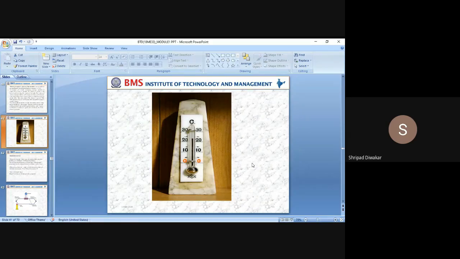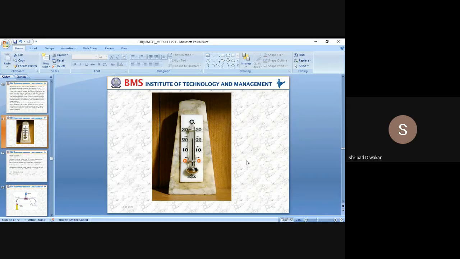Sometimes they may ask the definition of thermometric properties. You have to explain like this: the temperature cannot be measured directly. Whatever the change in temperature, it causes a thermometric property to vary, and this effect is used as a measure of temperature. In any system, we are not going to measure the temperature directly, but whatever temperature change occurs in the system causes a change in a property.